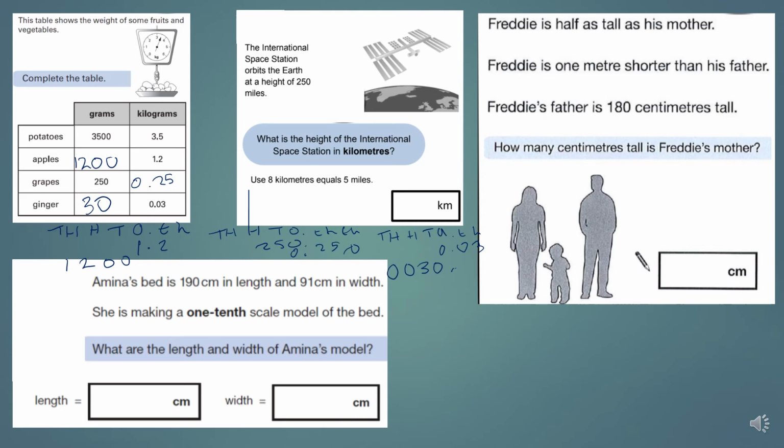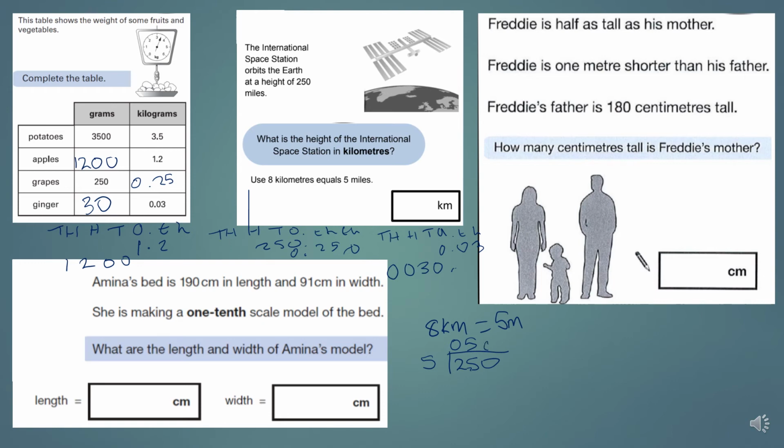Okay. Right, the International Space Station orbits the Earth at a height of 250 miles. What is the height of the International Space Station in kilometres? Use 8 kilometres equals 5 miles. So we have 250 miles and 8 kilometres is 5 miles. So let's find out. So we have 8 km equals 5 miles. Okay, so we would divide 250 by 5.